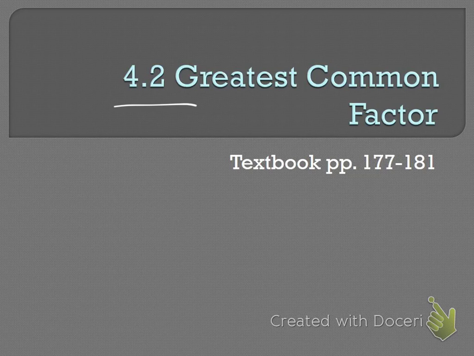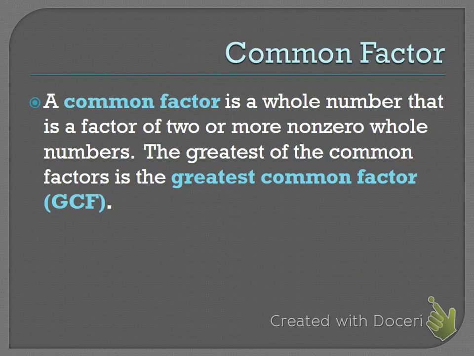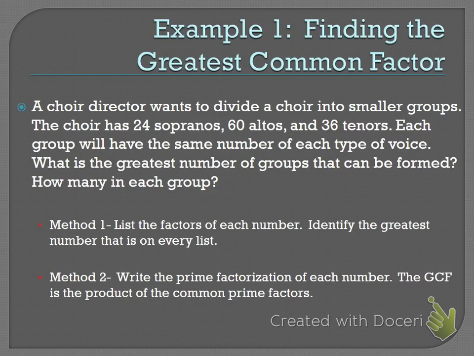Those are factors. So in example 1, they want us to find the greatest common factor in this choir group example. It says the director wants to divide the choir into smaller groups. The choir has 24 sopranos, 60 altos, and 36 tenors. Each group will have the same number of each type of voice. What is the greatest number of groups that can be formed, and how many of each part will be in the group?